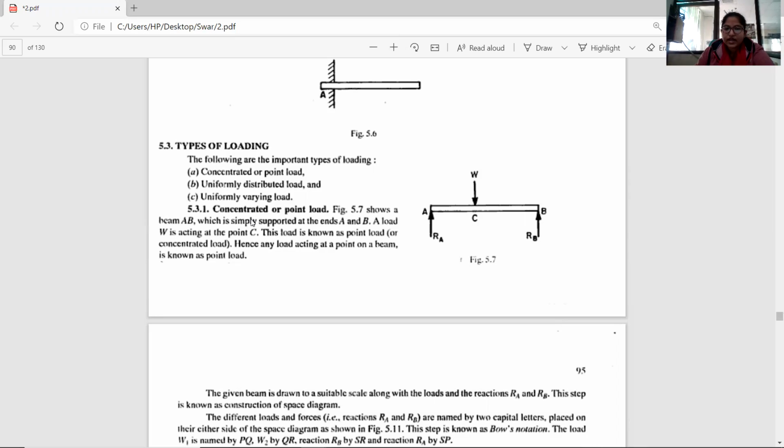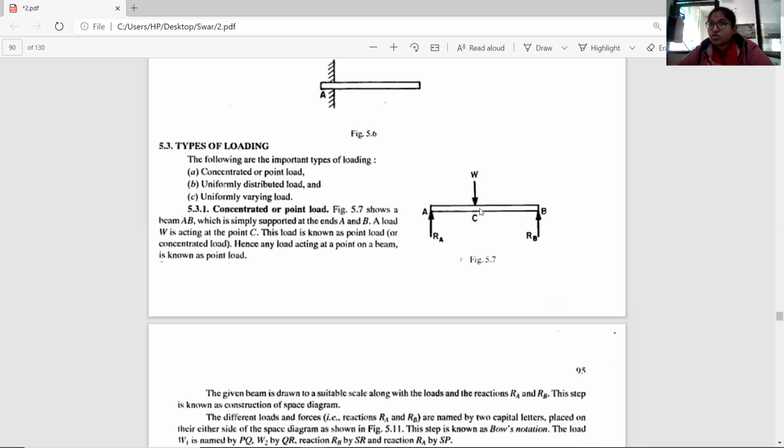Firstly, concentrated or point load. This figure shows a beam AB which is simply supported at ends A and B. Simply supported means there is no roller support, no fixed support, no hinge support. There is simple support only at A and B. The load W acts at point C. This load is known as point load or concentrated load. Hence, any load acting at a point on a beam is known as point load.